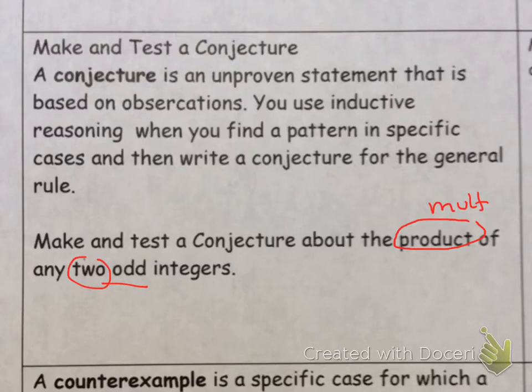Now, I don't even want you to think about this. Let's just think of a rule and see whether or not we're correct, because that's what a conjecture is, finding a rule that's correct or not correct. So let's say we multiply 2 odd integers together. And I'm just going to guess that if we multiply 2 odds together, we end up with an odd number. So if we multiply 2 odd integers together, we end up with an odd number.